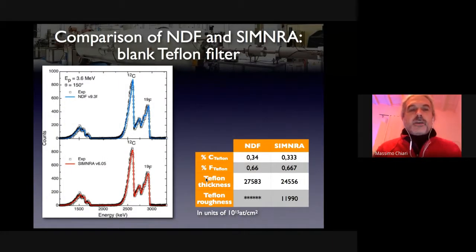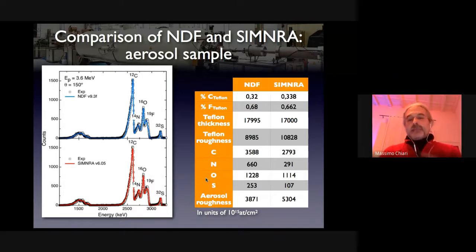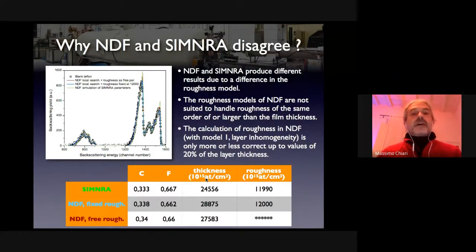And this is the comparison of the simulation of Teflon filters using NDF and SimArray. I prefer SimArray because it's more user-friendly. But at the time, the colleague that helped me in doing this first test was using NDF. So we tested both codes. Indeed, NDF has some problems because it's not treating the roughness properly, which is a crucial parameter to perfectly fit the left-hand tail of these spectra that are due to the roughness of both the Teflon filters and also of the aerosols deposited over it.